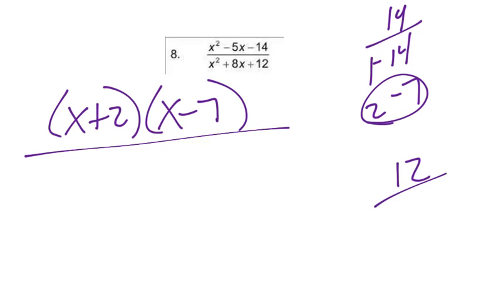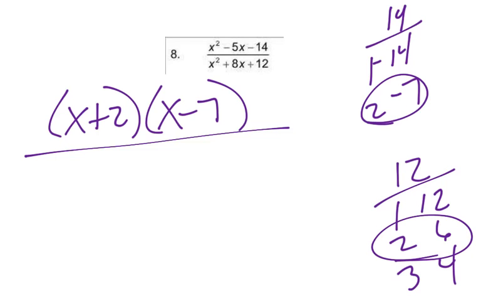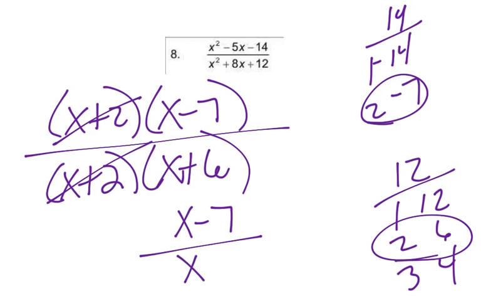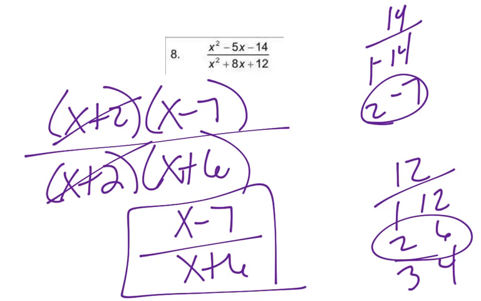On the bottom, you're finding the factors of 12. 1 and 12, 2 and 6, 3 and 4. Signs are the same. They're all positive, and they need to equal 8. So I'm going to use 2 and 6. X plus 2 and x plus 6. Your x plus 2's cancel, and it leaves you x minus 7 over x plus 6.